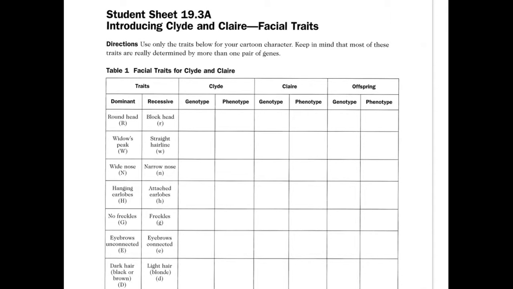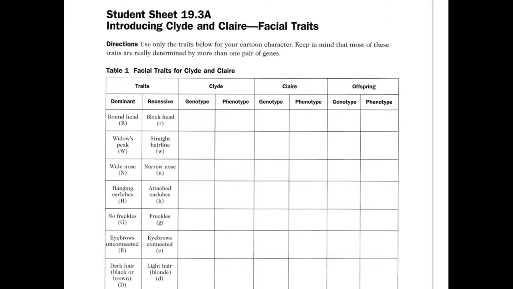Okay, let's take a closer look at Clyde and Claire. We'll work through it together here on paper, and that way you get a better idea of what you need to do, or if you've done it already, you can check to make sure that things went well. So the first thing we need to know is that we're going to have a Clyde, who's the father, we're going to have Claire, who is the mother, and eventually produce an offspring.